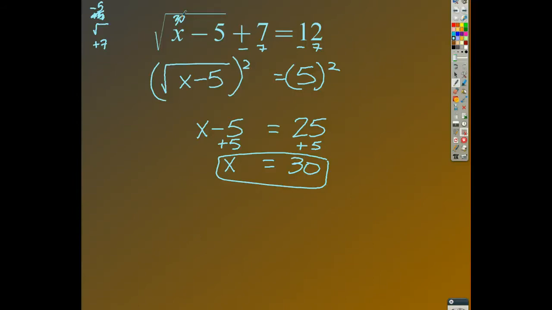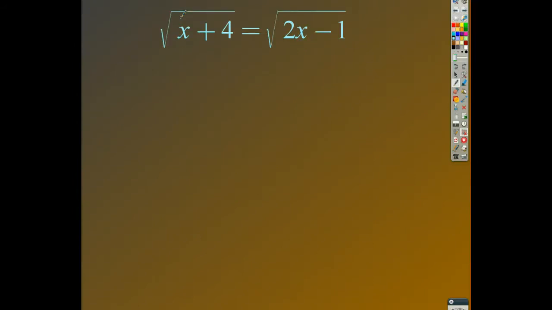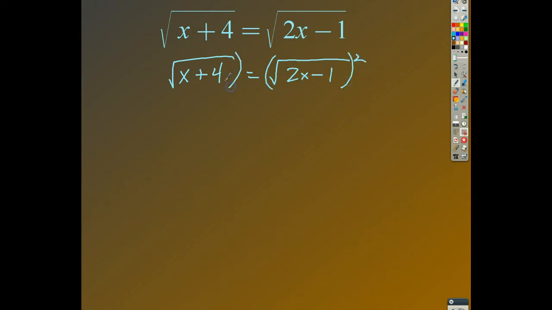Let's try another one. Now we have 2 radicals and x's on both sides. So when you do these, it gets a little bit confusing because you can't necessarily plug in and reverse your order of operations because you have x's on both sides. So hopefully you notice you can say, since I have radicals on both sides, let's just go ahead and square both sides and see what happens. So I'm going to get x plus 4 is equal to 2x minus 1.